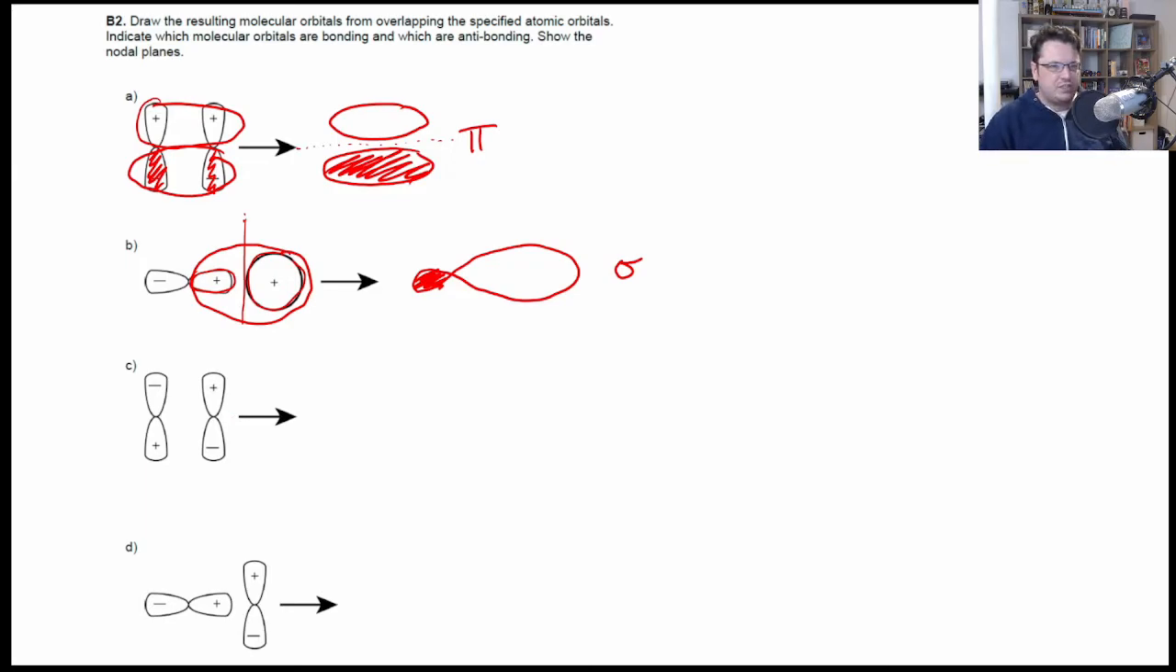They're parallel to each other. The difference now from A is that one of them is negative up top and the other one is positive up top, and then the reverse at the bottom.